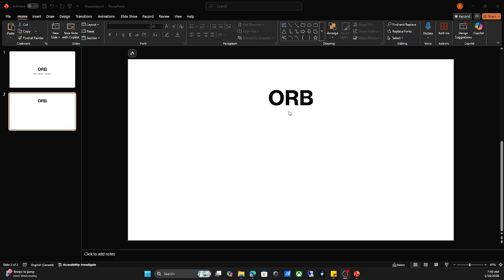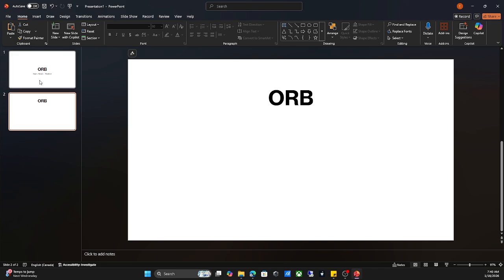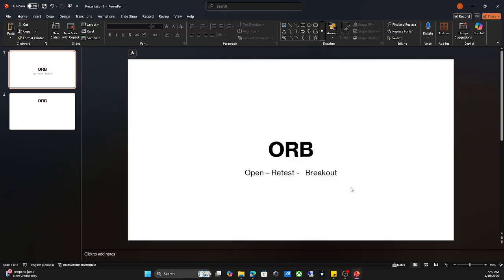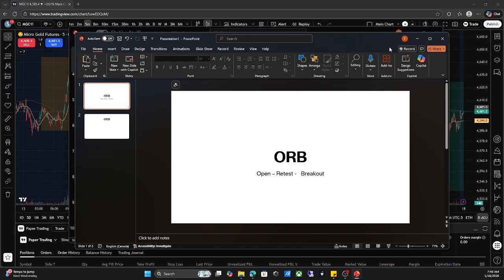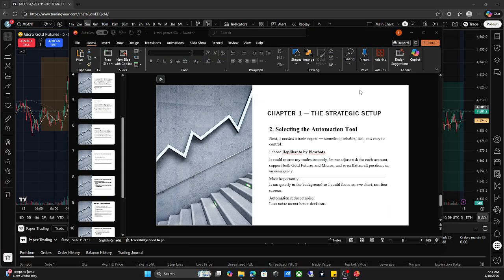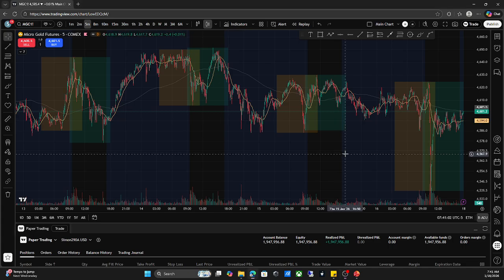So this is the open breakout, ORB, open retest breakout. Essentially, I trade in the New York market because I am in North America, and the perfect time for us to trade is the New York market. That is when everybody's up. Open retest breakout. So let's jump to the chart, to TradingView, and let's get going.